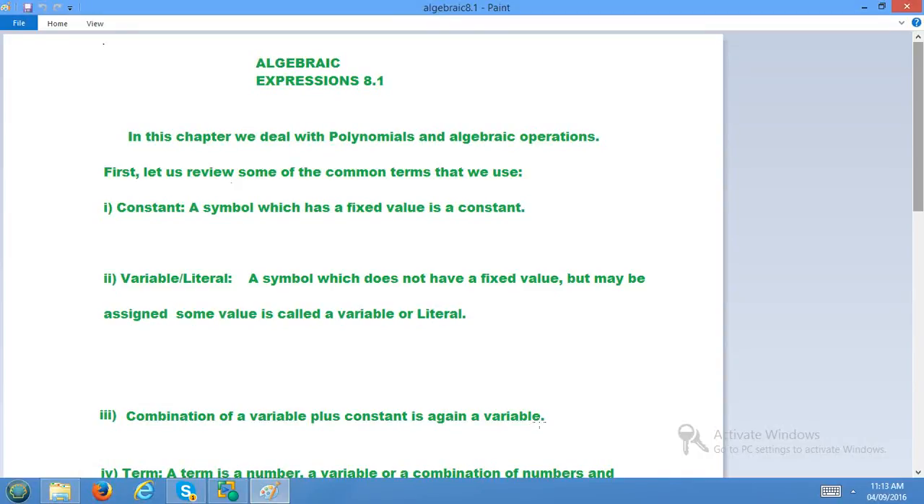Welcome to our first lesson in algebraic expressions. In this chapter, we will give some introduction to the usual terms and define what polynomials, or algebraic expressions, are. First, let us review some of the common terms that we use.